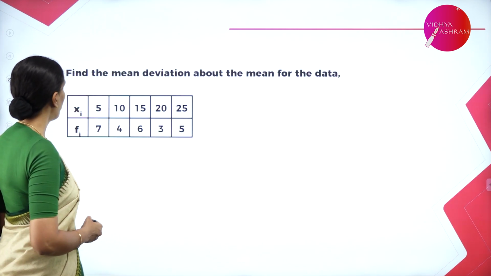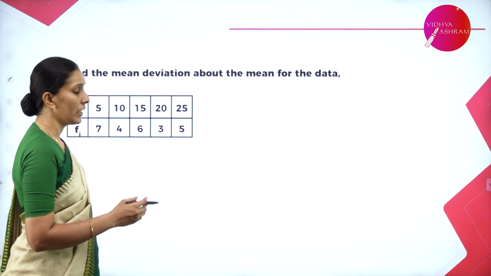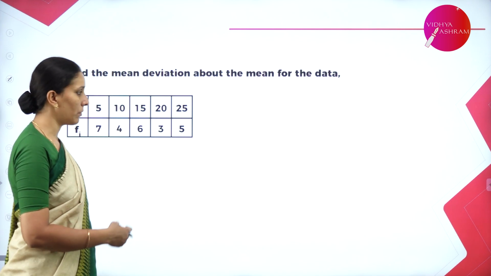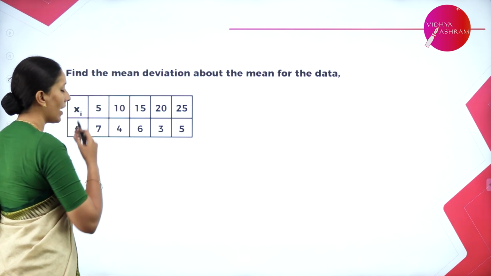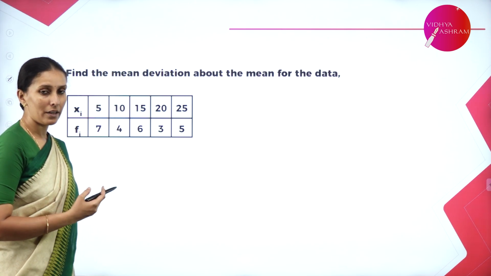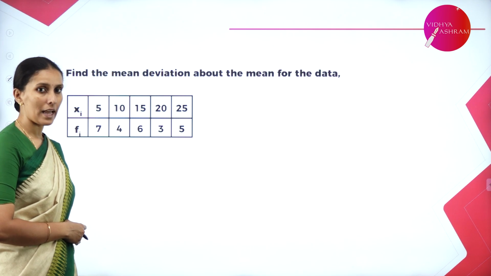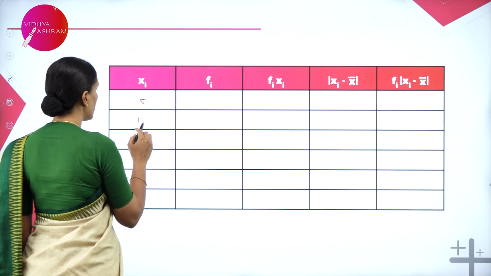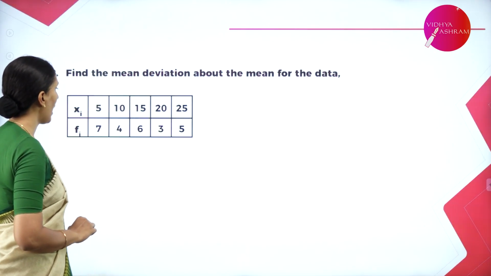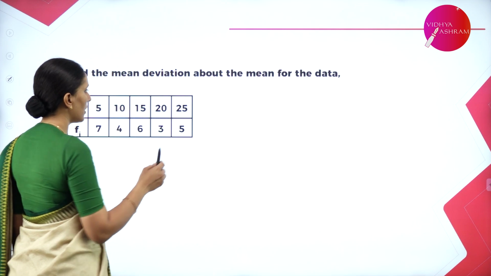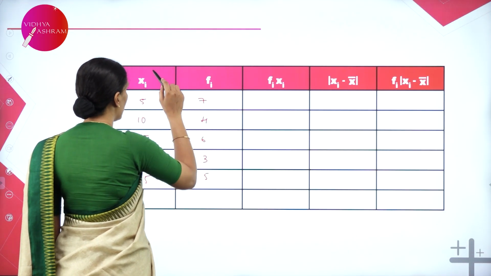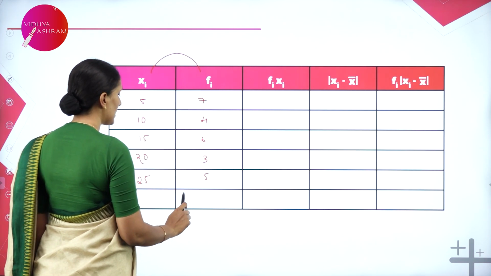Next question. Find the mean deviation about the mean for the data. So again it's the same. Whatever calculation we have done earlier, it's the same thing. So we will write xi, fi in the first two columns. Next we need to calculate the mean and then the mean deviation by taking the deviations with x bar. So we have 5, 10, 15, 20, 25. Next we have the frequencies as 7, 4, 6, 3, 5. Multiply these two columns and first calculate n.